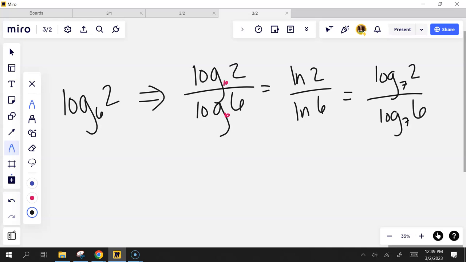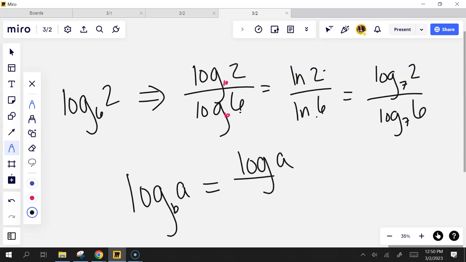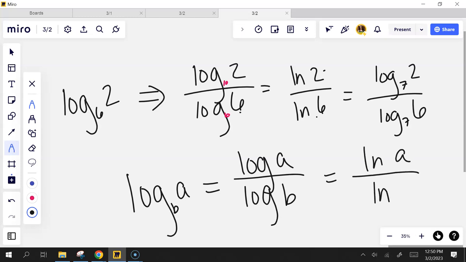Do y'all remember that? Do it on your calculator and see. Do log 2 divided by log 6, and then do natural log 2 divided by natural log 6. And you should get the same thing no matter which one you do. There's your rule, if you want a general form rule there.